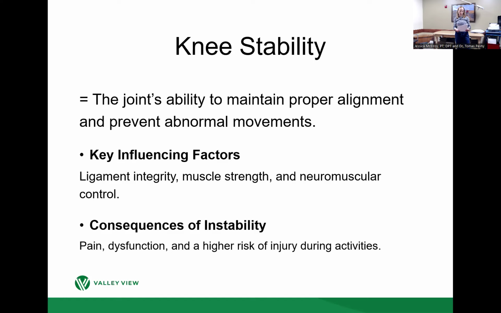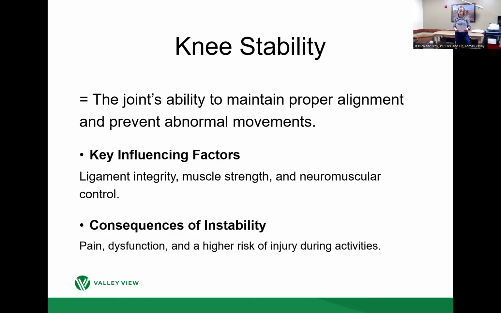Ligament integrity refers to healthy connective tissue that is not torn or ruptured. Strong muscles provide dynamic support to the knee during movement, reducing stress on ligaments and acting as shock absorbers to the joint. Neuromuscular control is driven by the brain to control the muscles, responding to sudden movement and stress to prevent injury. Consequences of instability include pain, dysfunction, and a higher risk of injury during activities.